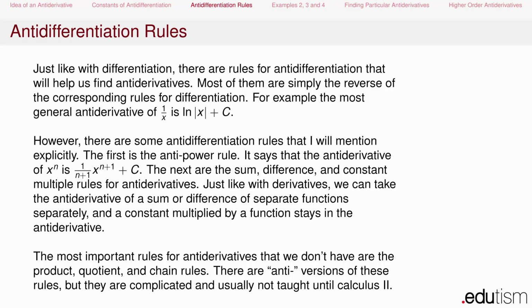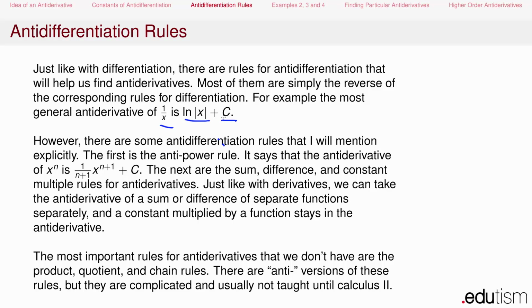Just like with differentiation, there are rules for antidifferentiation which will help us find antiderivatives. Most are simply the reverse of the corresponding rules for differentiation. For example, if we're trying to find the most general antiderivative of 1 over x, the most general antiderivative is going to be ln of the absolute value of x plus c. It's not just going to be ln x plus c, and the reason for this is because ln of the absolute value of x is a bigger, more general function than ln of x.